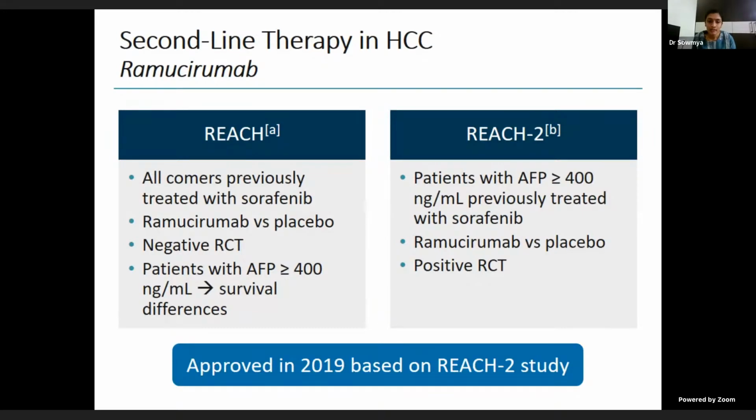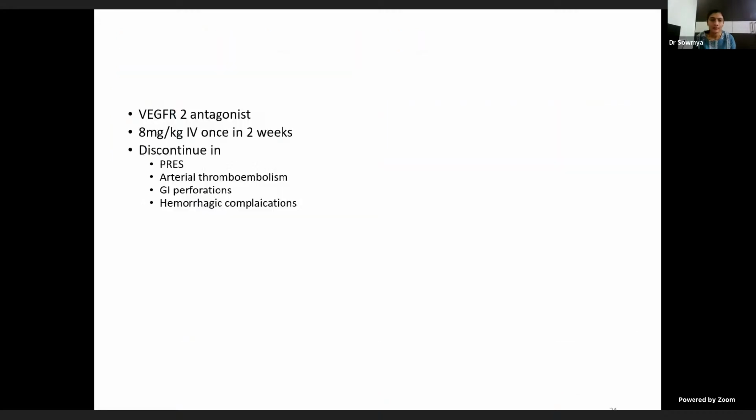However, a subgroup analysis in these patients with AFP more than 400 showed survival differences, which led to designing the REACH-2 trial, where the inclusion criteria included patients who had AFP of more than 400 nanogram per ml and were previously treated with sorafenib. This again compared the effect of ramucirumab versus placebo. This was a positive RCT. This was approved in the year 2019 based on the REACH-2 study.